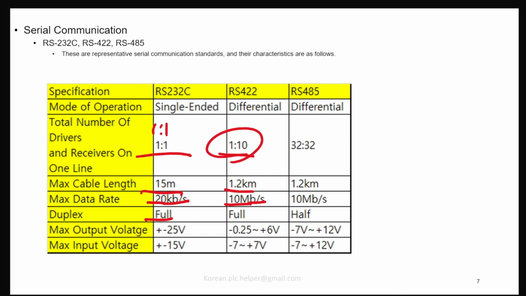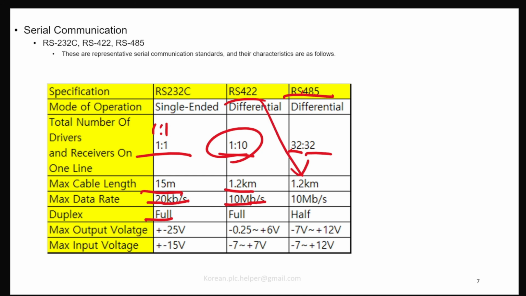Finally, RS-485. RS-485 allows multiple transmitters and multiple receivers to be connected to one network. The specification supports up to 32 drivers and 32 receivers. Basic communication distance and speed characteristics are similar to those of RS-422.